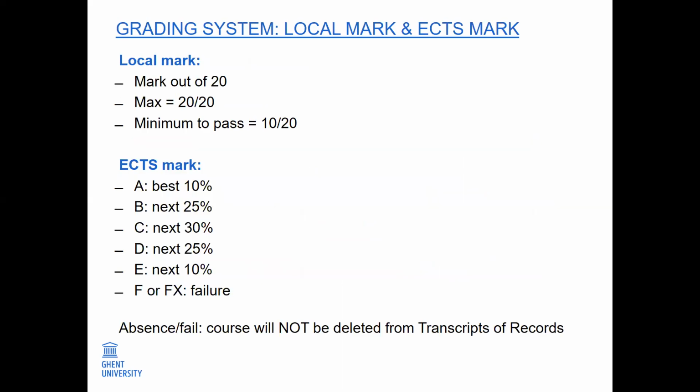About the grading system that we use, for each exam you get a mark out of 20, 20 out of 20 being the maximum possible score, and 10 out of 20 being the score that you need in order to pass the exam. You also see here some correspondence to the ECTS marks. Suppose that you are absent for an exam or you fail, this will be visible on your transcript of records. So there is no use in asking us to delete this from your transcript of records. It will be visible over there.